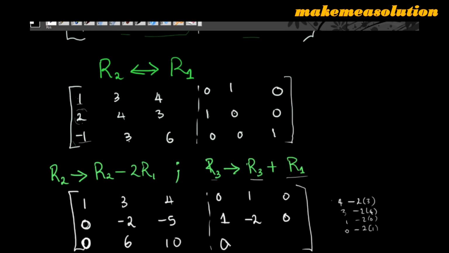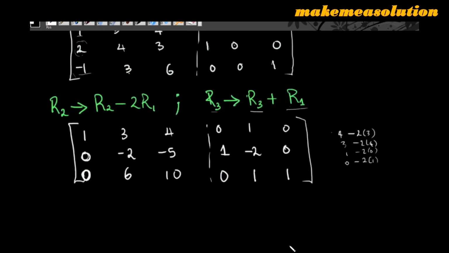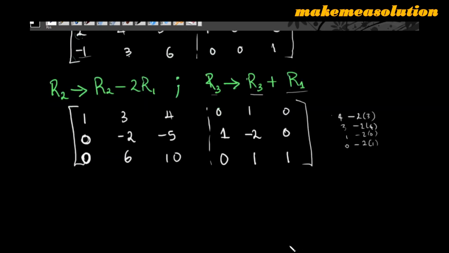0 plus 0 gives you 0. 0 plus 1 gives you 1, and 1 plus 0 gives you 1. Okay, so we are actually making progress. So what's the next thing? The next target is this particular element here.